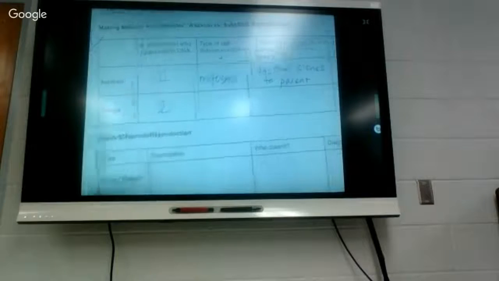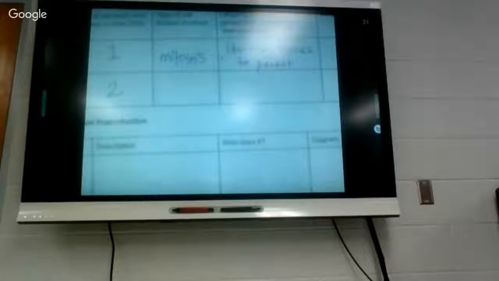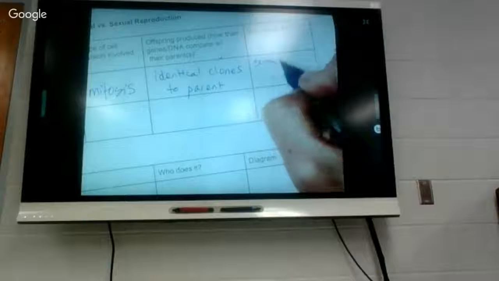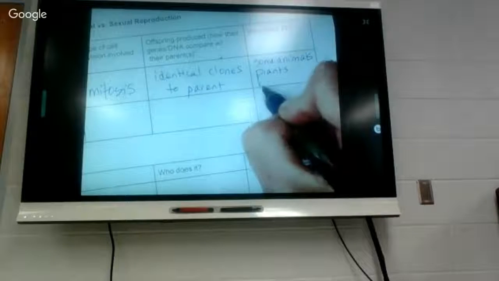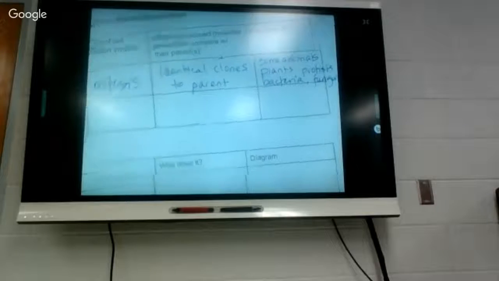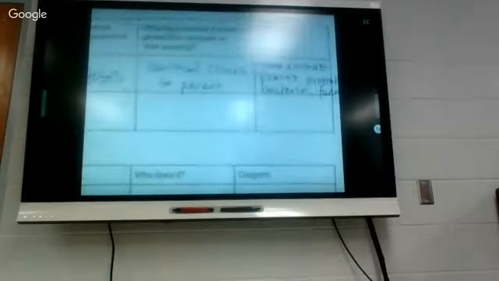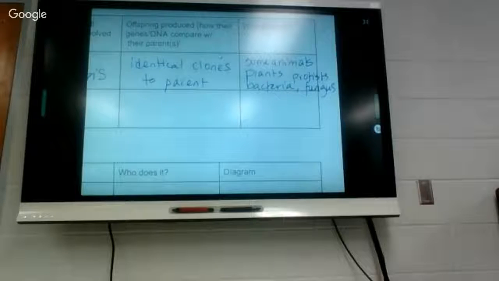Well, what type of organisms are we talking about? Some animals. Plants, bacteria, protists, and fungus. So everybody, pretty much, except mammals, birds, reptiles, fish. All those can't do it. So most of the ones that reproduce asexually, if they're an animal, are invertebrates.